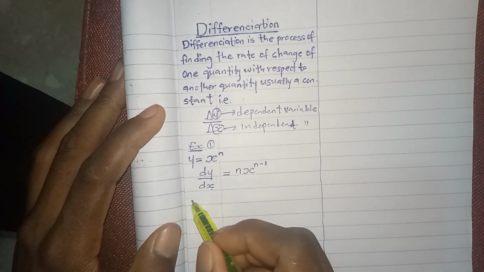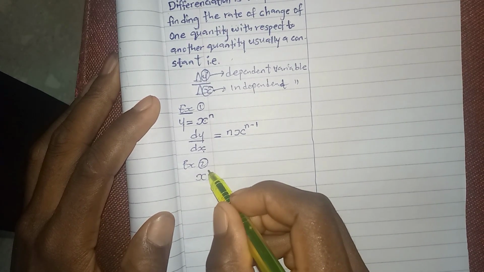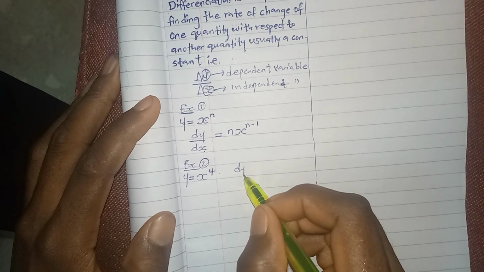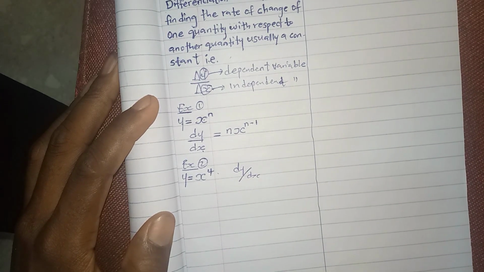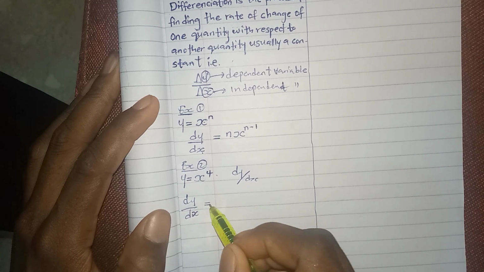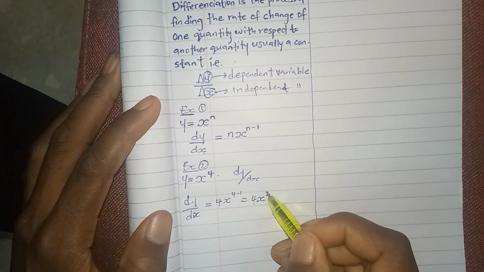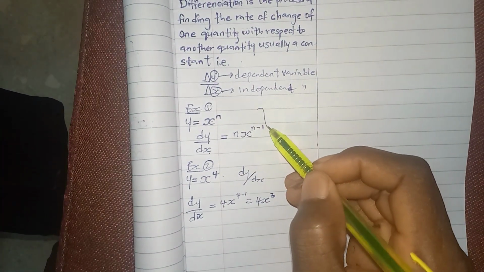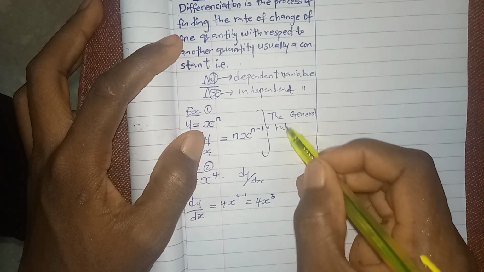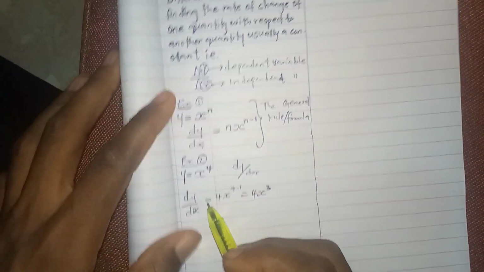Okay, so let's take one example. Another example. If we have x raised to the power of 4 to be y, and we have to find dy over dx, how do we go about it? We know that dy over dx is equal to 4x raised to the power 4 minus 1, which is equal to 4x raised to the power 3. Just using this particular formula. This is the general rule, or the general formula for differentiation.